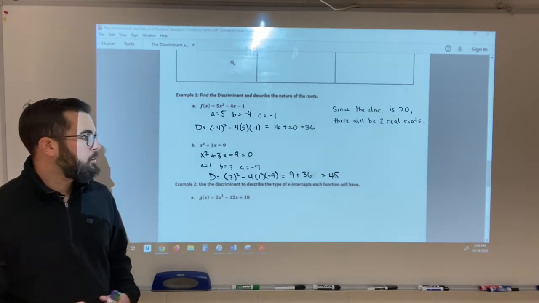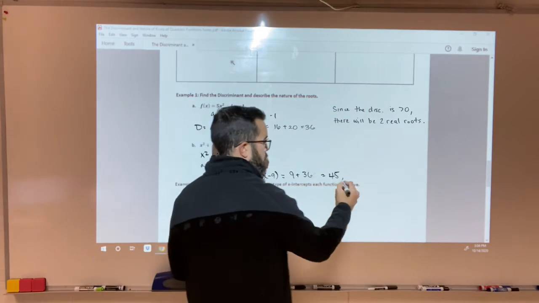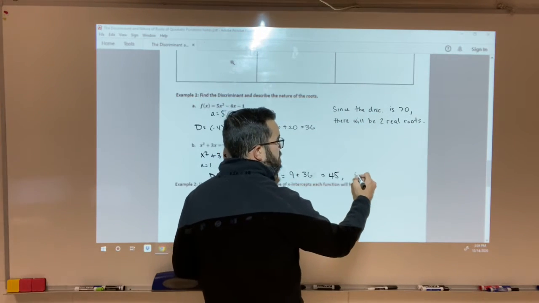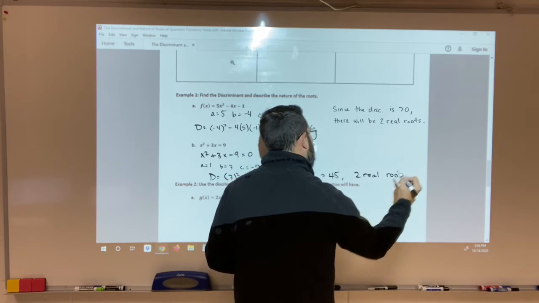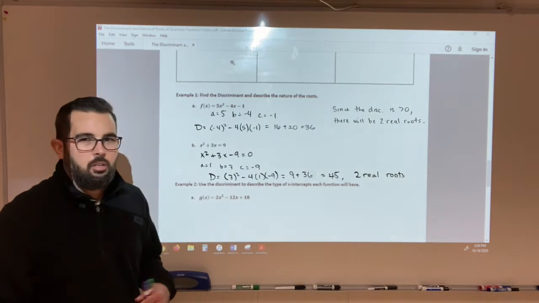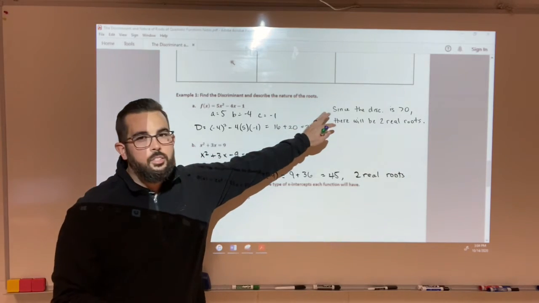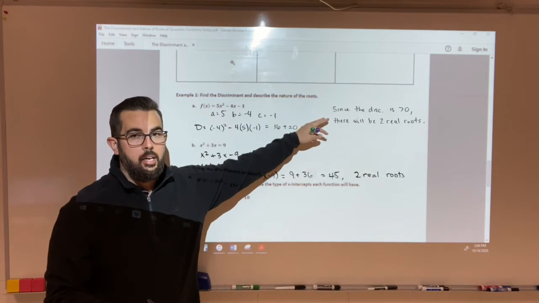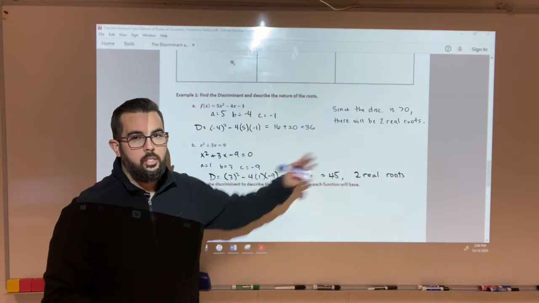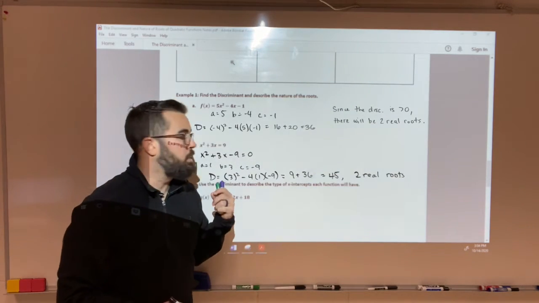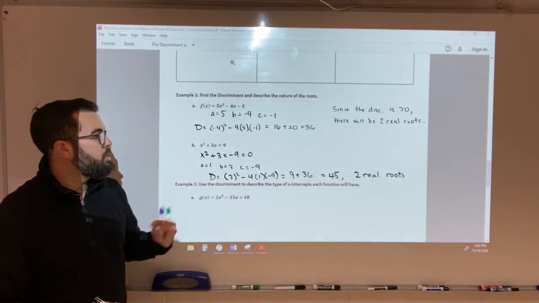So again, 45 tells us that there's going to be 2 real roots. Okay, I wrote a little longer sentence on the first one because this is your notes. I wanted you to know why there's 2 real roots. This one follows the same pattern, so I'm just putting 2 real roots. That is a description of the nature of the root.